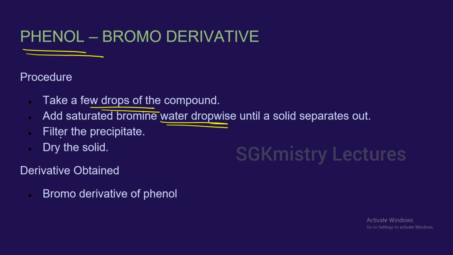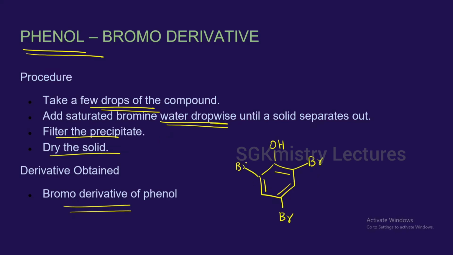Once you get the solid, you're going to filter the precipitate and then dry the solid. You're going to get the bromo derivative of phenol. So the structure of the derivative is here in this way. We know that OH is present. This is phenol. So we have bromine here as well as here. So tri-substituted bromine is obtained, which is nothing but the bromo derivative of phenol.